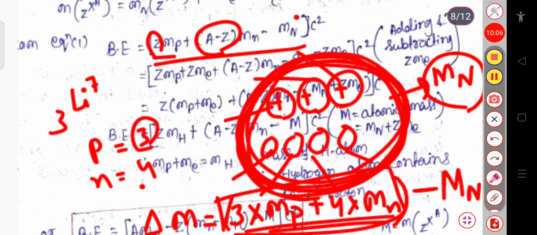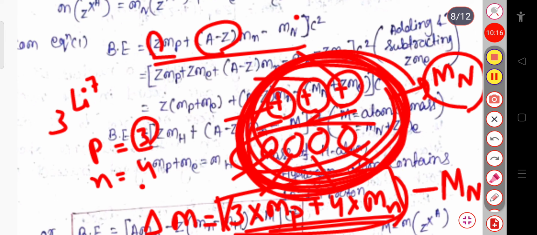So there will be a slight difference between these two. If we calculate the masses of the protons and neutrons individually, then the mass of the nucleus will slightly differ from the mass you get if you weigh the total nucleus as a whole. This slight difference is the mass defect, delta M, and if you multiply it with C square, that gives you the binding energy.